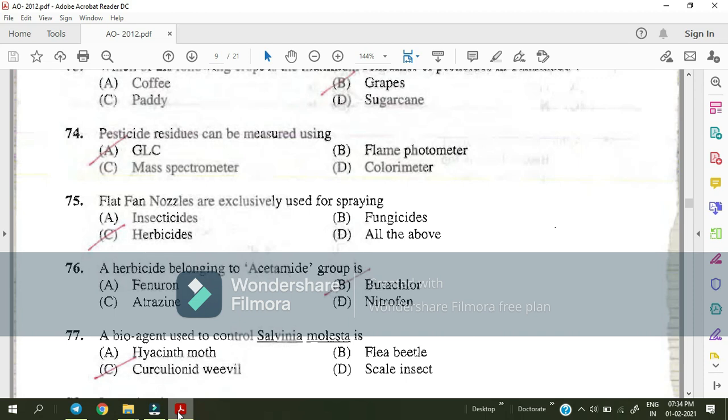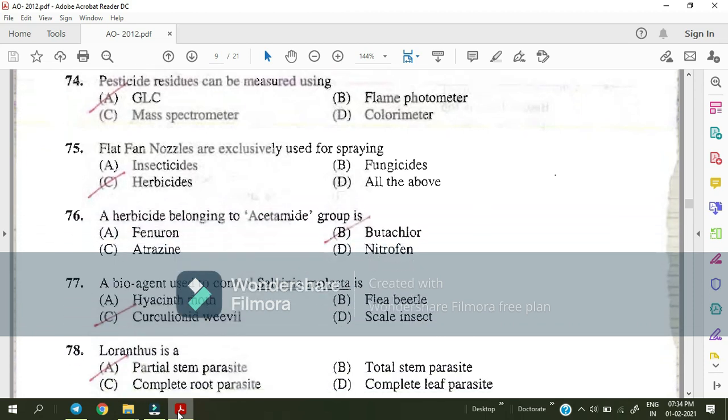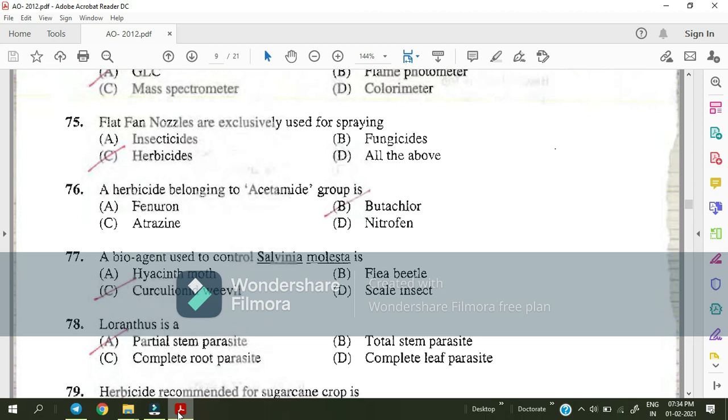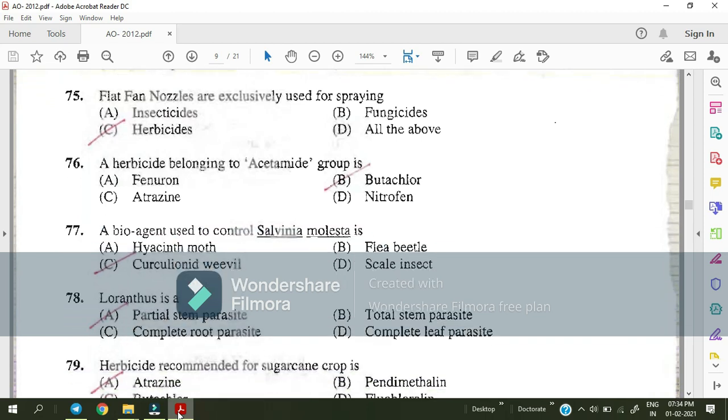Dinitroaniline herbicide is pendimethalin. 77th question, a bioagent used to control Salvinia molesta, Cyrtobagous weevil. 78th question, Loranthus is a partial stem parasite.